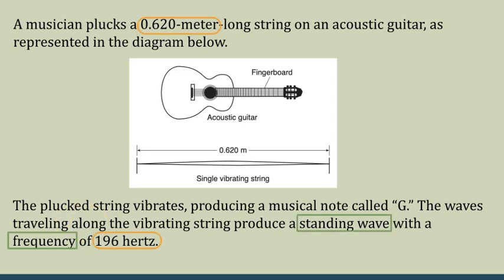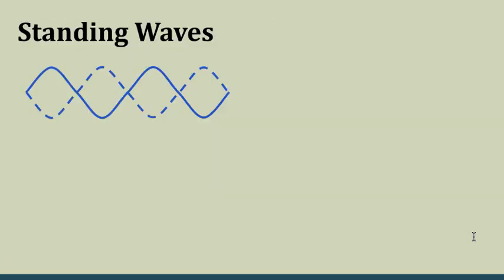So I started by circling my numbers and units and boxing some keywords. 0.620 meters, I can't really list that as a variable yet because it's not actually a full wavelength, so we'll come back to that. But 196 Hertz is my frequency, so I'll write that down for later. And then they mentioned that this is a standing wave, which is an important concept. So I wanted to review a little bit about standing waves before we move forward with the problem.